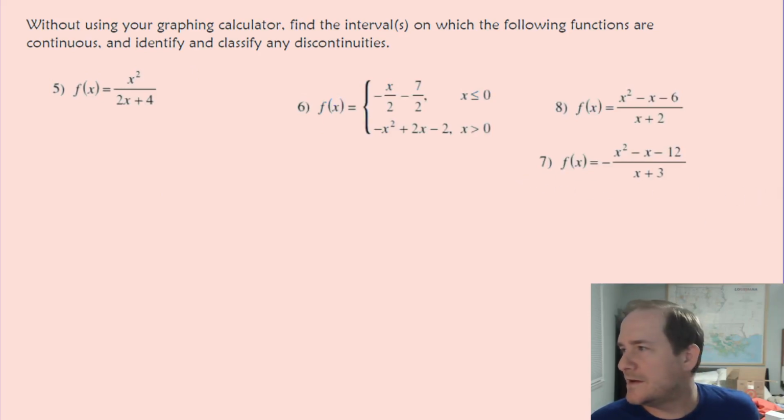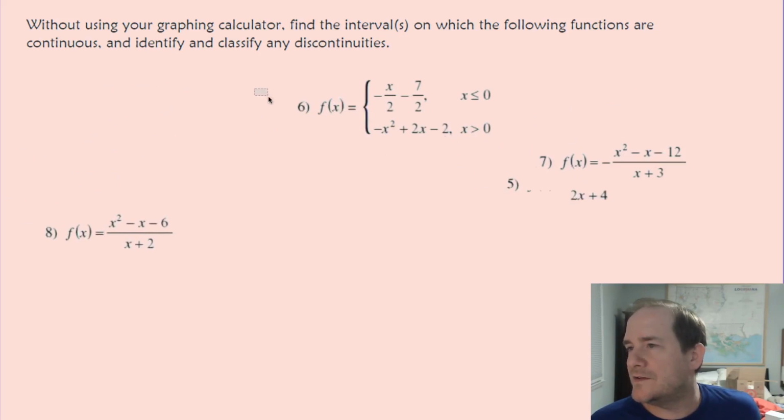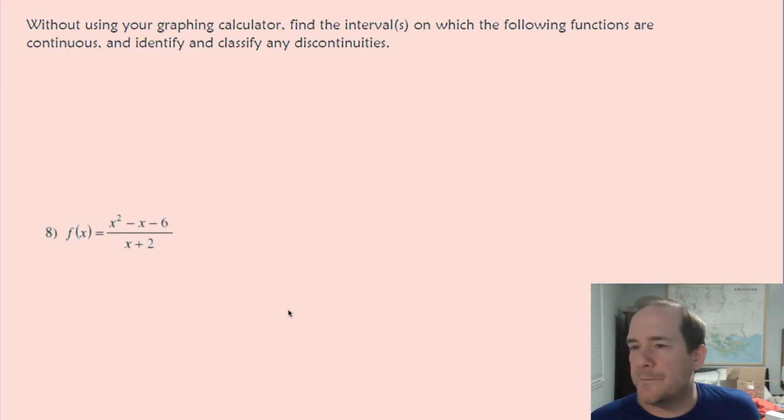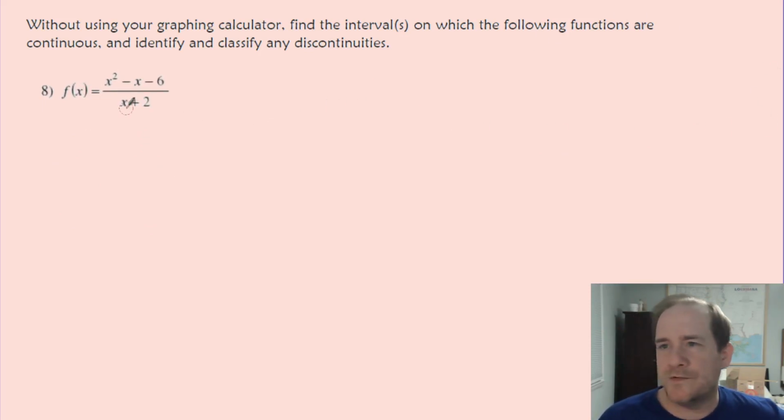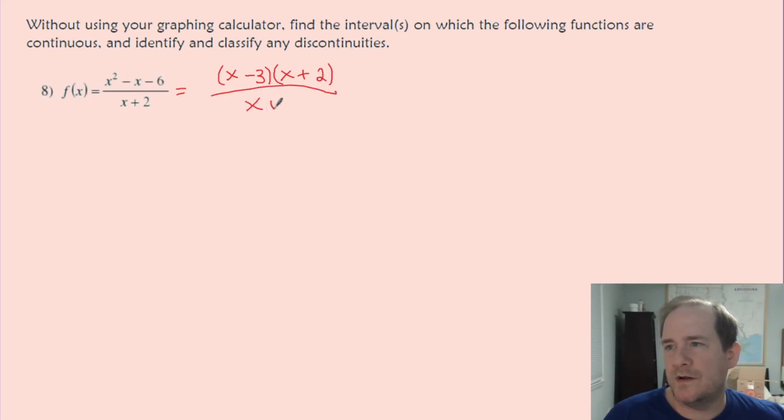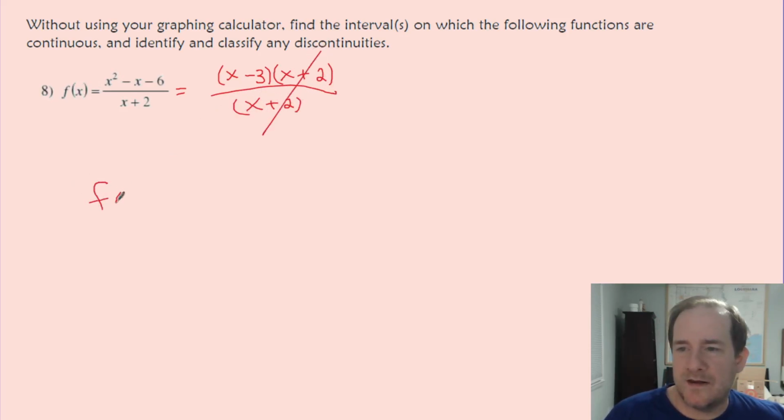Let's do 8. 8's looking pretty similar too, though, I gotta say. So looking at 8, first thing I would do is, you already know, I'd factor. So looking in the numerator, it does factor. It's an x minus 3 and an x plus 2. And yeah, we're going to be skipping this one. Because guess what? The x plus 2's cancel again. So clearly, again, f of x has a removable discontinuity.